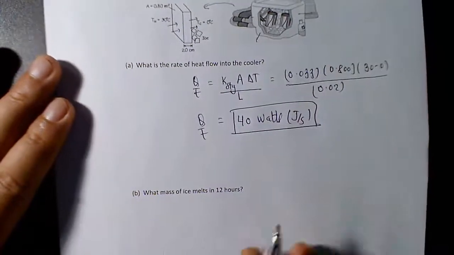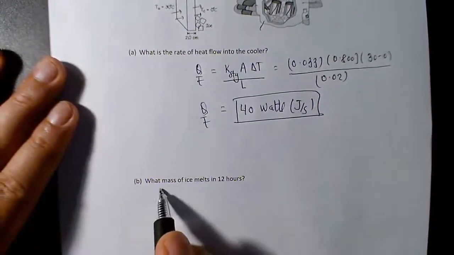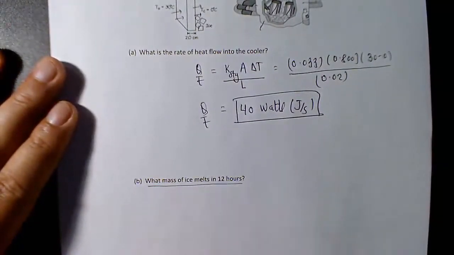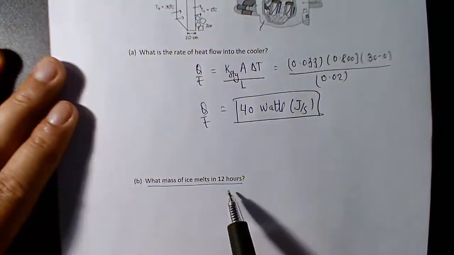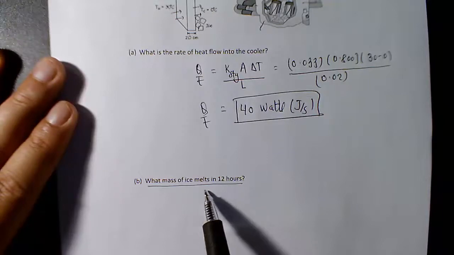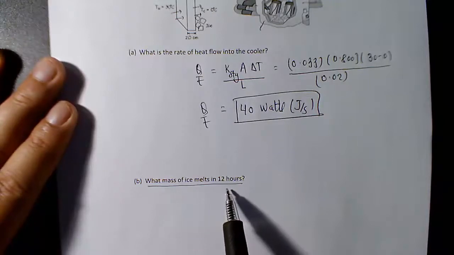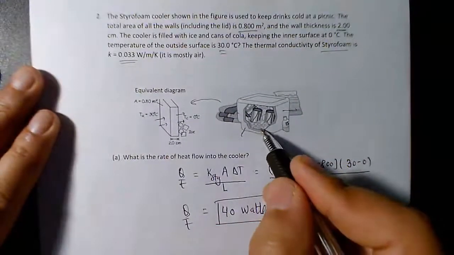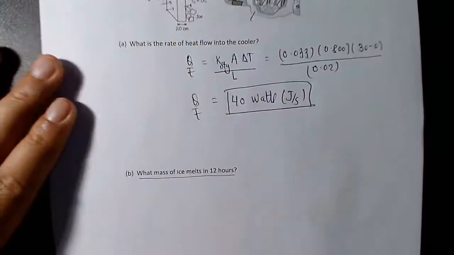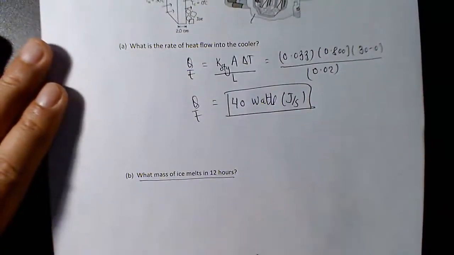So now the next question is, what mass of ice melts in 12 hours? Can it withstand the ice inside the cooler for the next 12 hours? That's the goal. How much of the ice will melt? And the ice is already at 0 degrees Celsius, right? So as soon as it gets the heat, the ice will start melting.